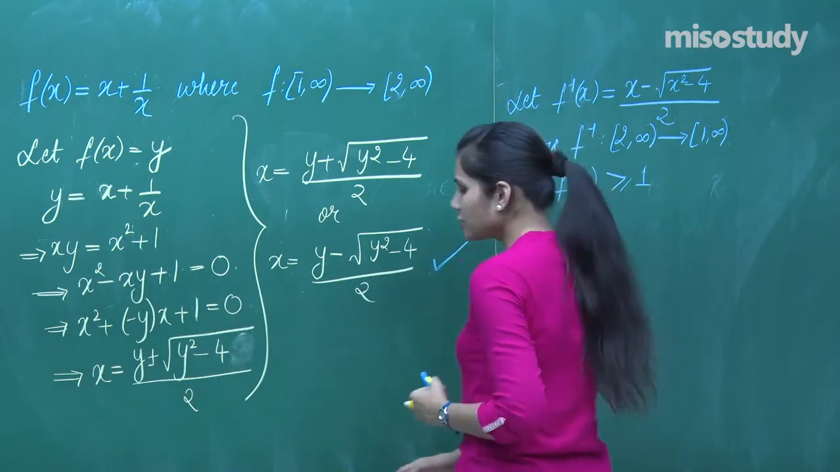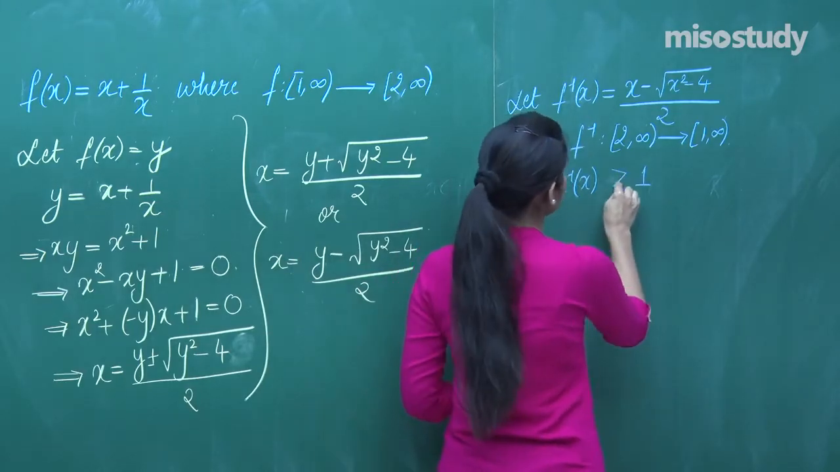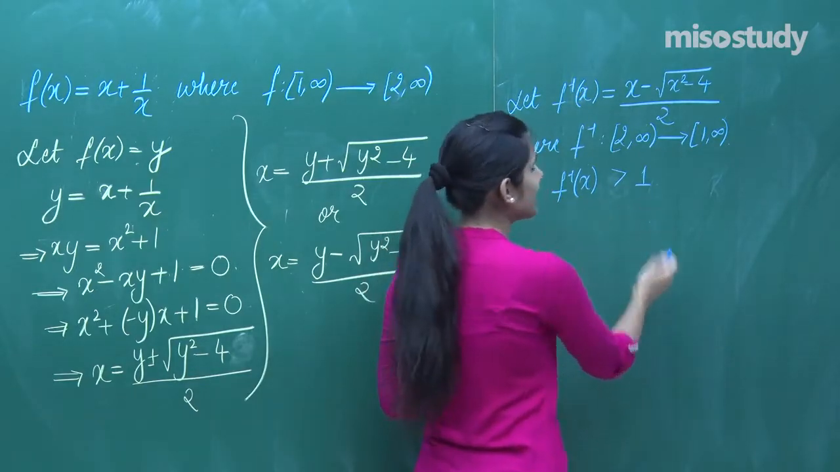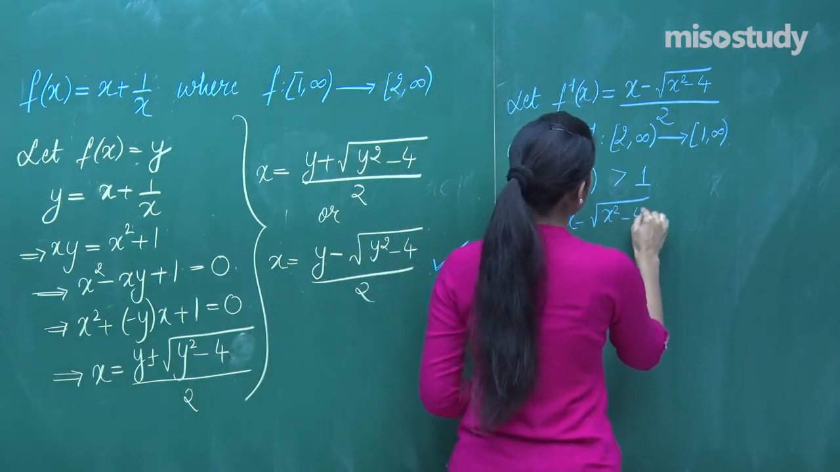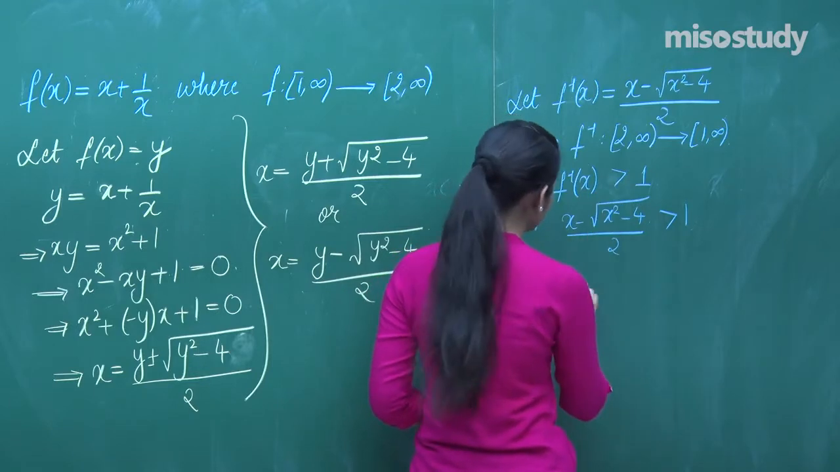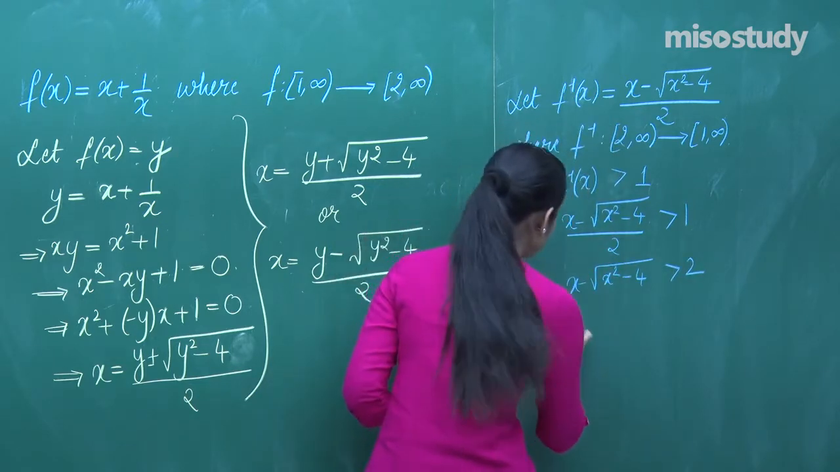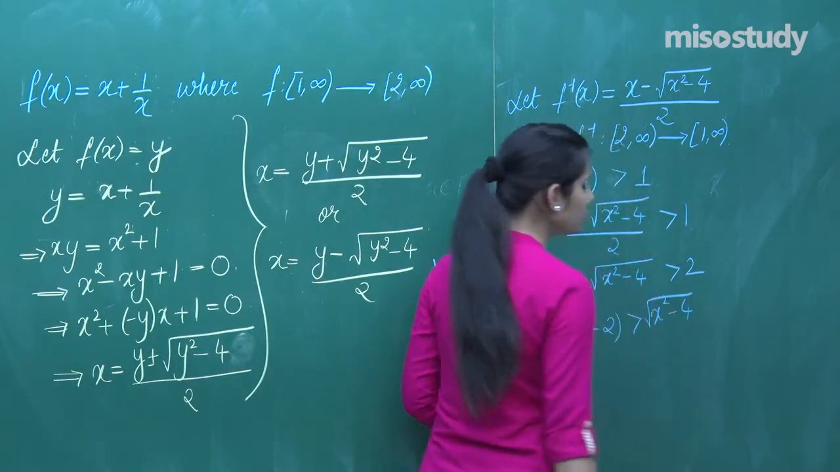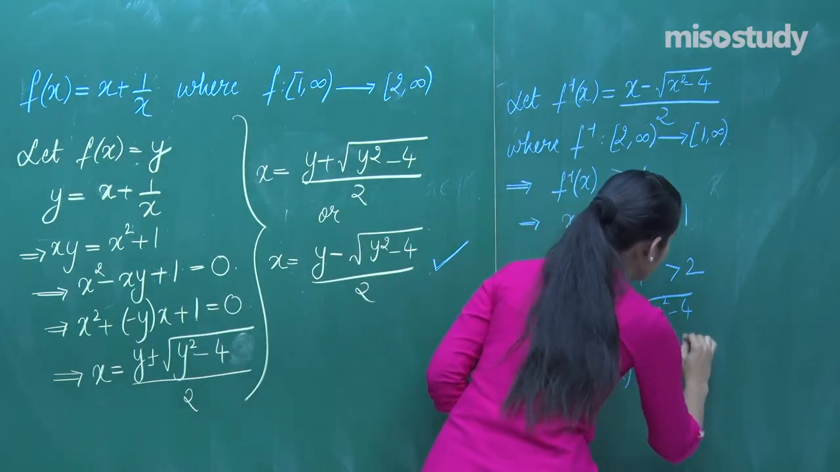Right? Let me right now just focus on it being strictly greater than 1. It has to be greater than equal to 1, but basically it has to be greater than 1 mostly, majorly. So f inverse x has to be greater than 1. This implies x minus under root x square minus 4 upon 2 has to be greater than 1. This implies x minus under root x square minus 4 has to be greater than 2. For f inverse x to be greater than 1, x minus 2 should be greater than under root x square minus 4. So x minus 2 whole square should be greater than x square minus 4.